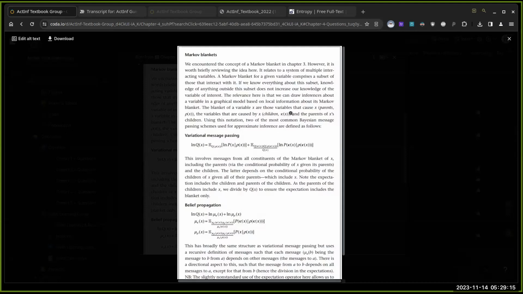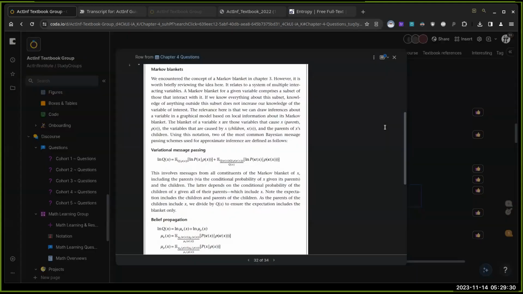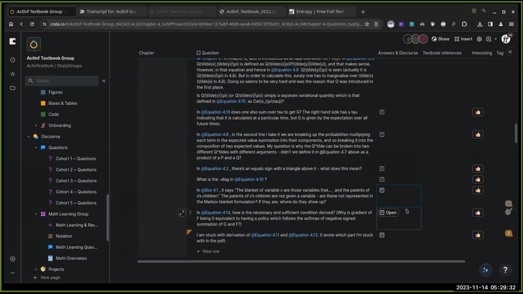Okay, I think I see. Yeah, the parents of x, rho of x, the variables that are caused by x, the children, and the parents of x's children, like you could have another letter if you wanted to talk about that. Short answer, anytime you're actually using it, you would just use the variables as defined locally.